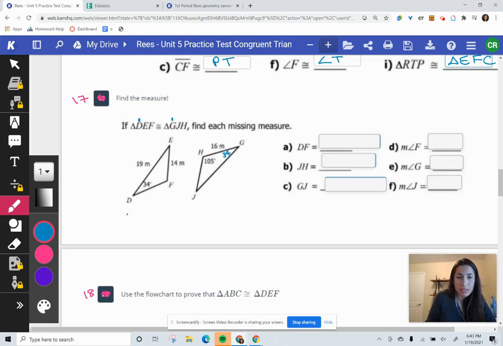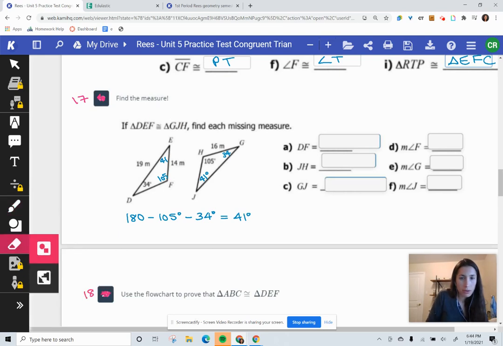And then to find the last missing angle, we're going to do 180 minus 105 minus 34 degrees. Remember, that is the triangle sum theorem. So we've got 180 minus 105 minus 34. And that should be 41 degrees. So I'm going to place 41 degrees here. And that means J, which is the middle letter, matches up with E, the middle letter. So I'm going to put 41 degrees here. And then our last angle should be the 105 degree angle.